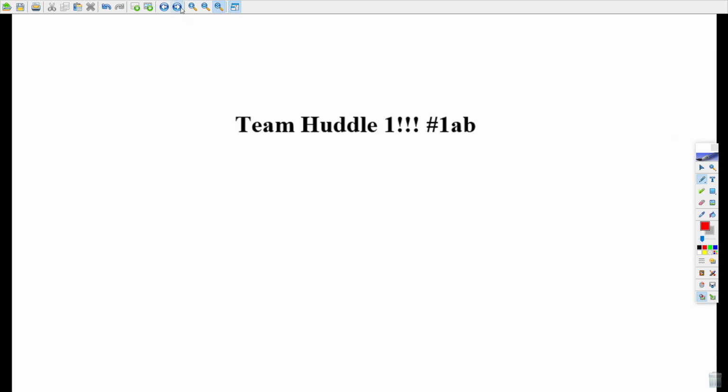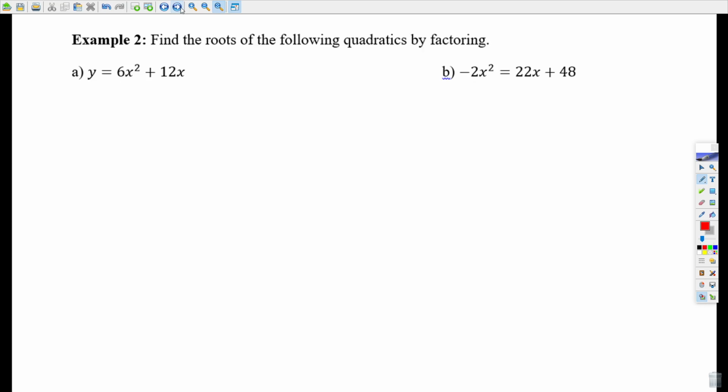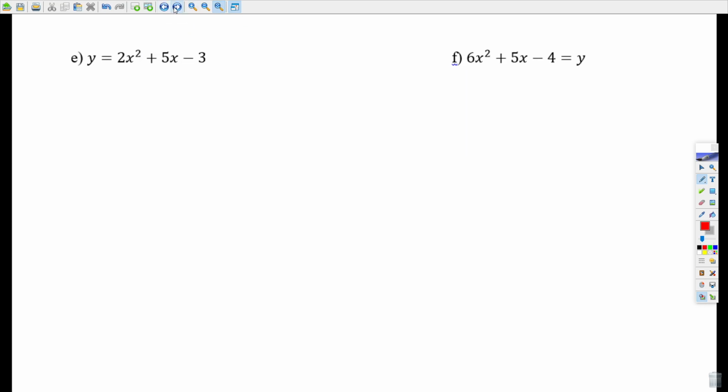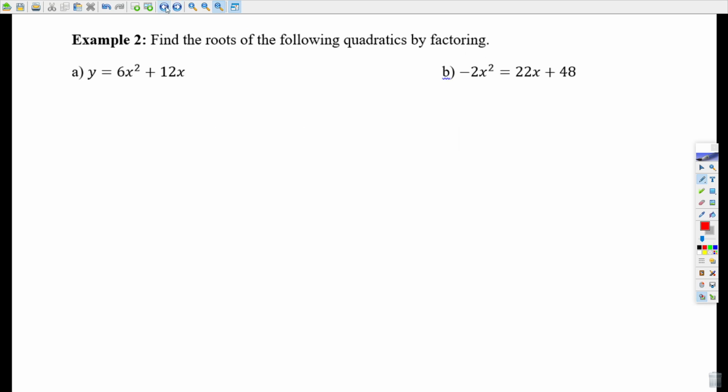So there is a huddle for 2 problems, and then we're going to go ahead and move forward. So you can try those. There is some more factoring we're going to do together. And then we'll get to some of the word problems. Our example 2, we're just practicing some more. Set this equal to 0.